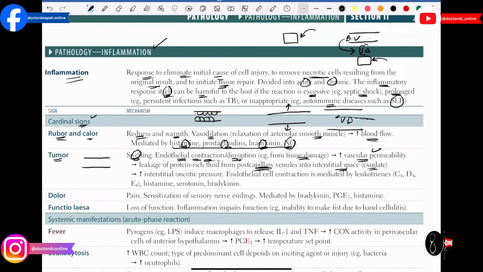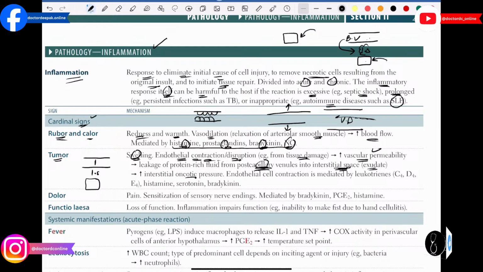This is the blood vessel and this is the cell, and the space which is present between the blood vessel and the cell is the interstitial space. They mention here that when the proteins leak from the post capillary venules and go into the interstitial space, their oncotic pressure will increase. So first of all, what is oncotic pressure?